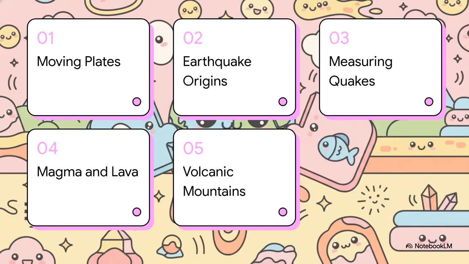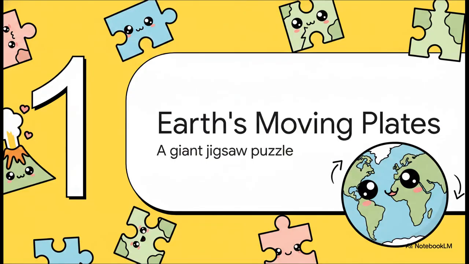Here's the 5-step journey we're taking today. Earth's moving plates, the origin of earthquakes, measuring the quakes, magma and lava formations, and finally, volcanic mountains and eruptions. Let's get into it. Section 1.